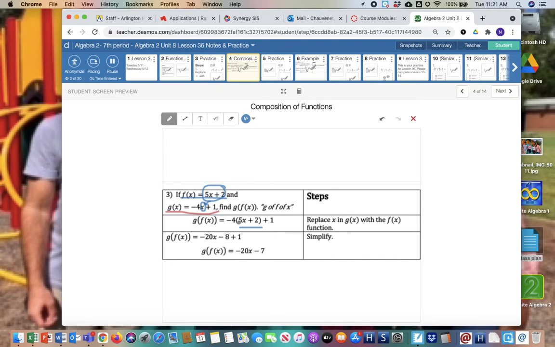And now, once you get here, we're just going to do Algebra 1 style. So distribute, negative 4 times 5x, negative 20x, negative 4 times 2, negative 8, bring down the plus 1, combine like terms, and then there you go, negative 20x, and then minus 7. Okay, and then notice how I write it, g of f of x. So we replaced the x in the g of x equation with the f of x function.